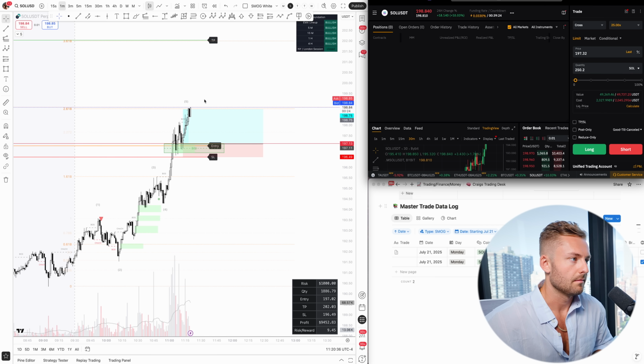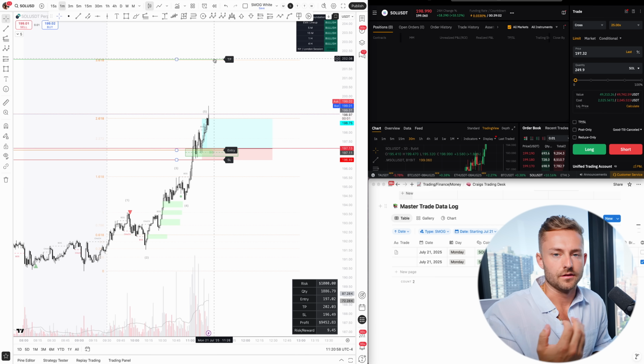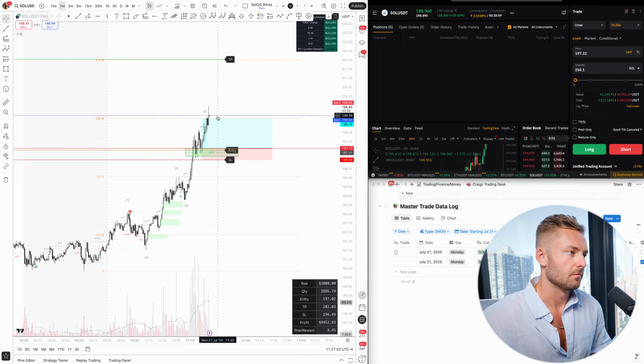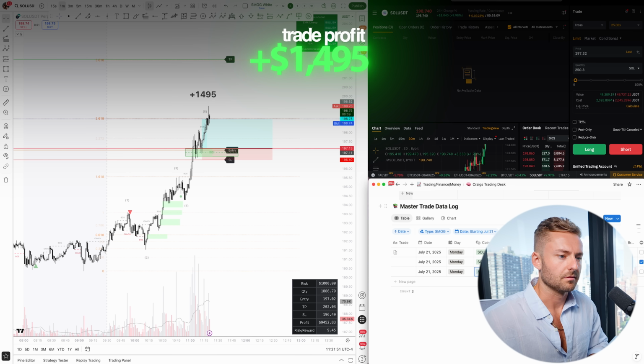So we'll see how far that moves past it, in which case we would target this level next. But if this continues moving up, this is going to open up an opportunity for us on the short side as well. We just have to wait depending on the momentum in the market. But either way, we were able to lock in 1495 on this trade. So I'm going to go ahead and journal that.